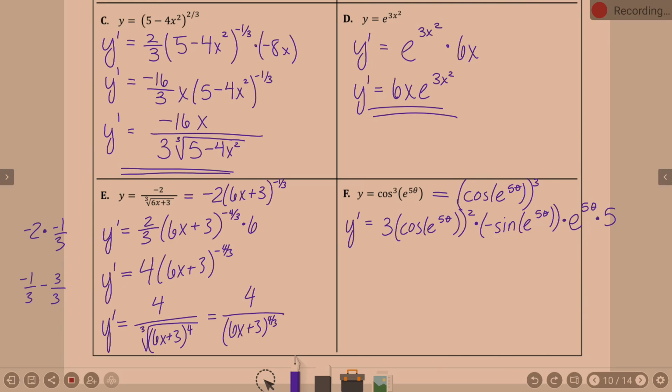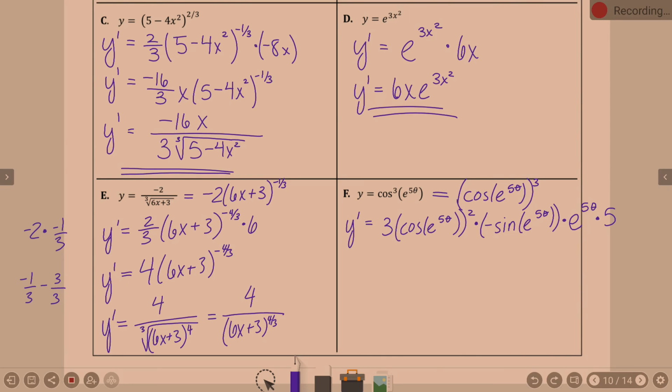So we start on the outside and we work our way in. The outside was something to the 3rd, so 3 times something to the 2nd. Then it's times the derivative of the inside. Derivative of cosine of something is negative sine of something. But then can I still take the derivative of that inside? I can. The derivative of e to something is e to itself, right? But then that something was a 5 theta, so the derivative of 5 theta is 5.